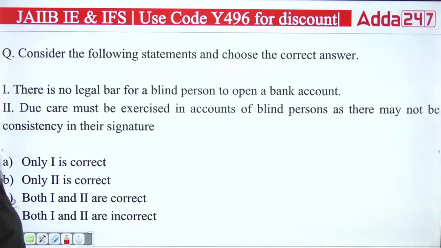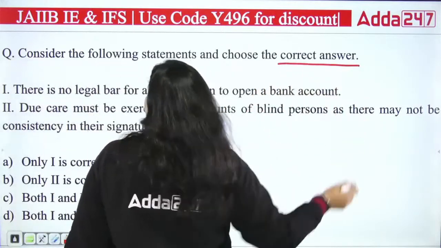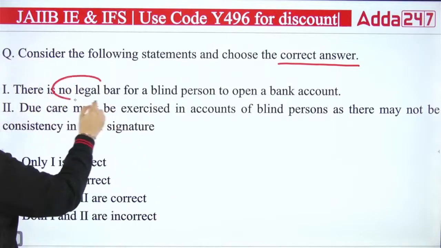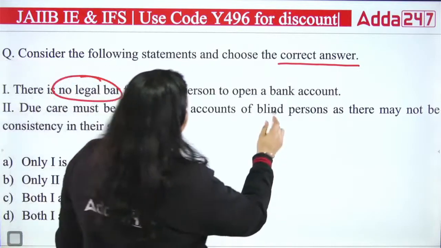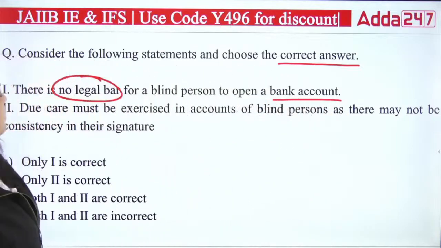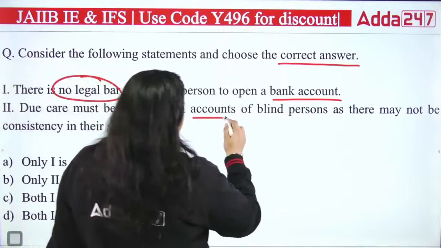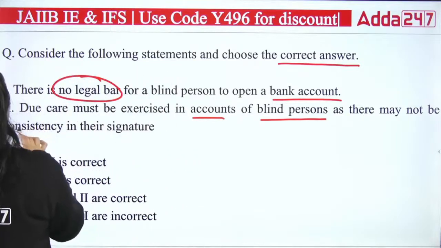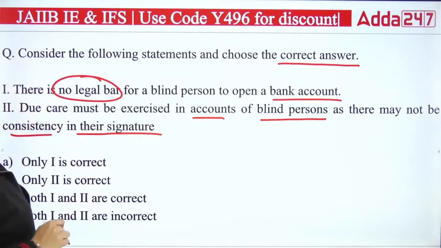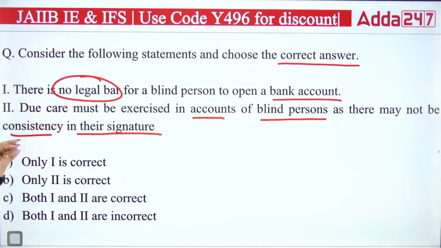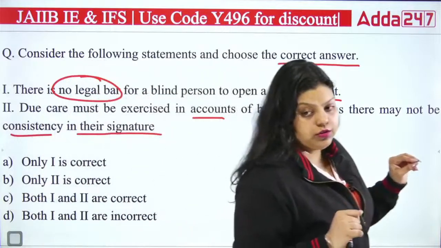Next. Consider the following statements and choose the correct answer. First, there is no legal bar for a blind person to open a bank account. Second, due care must be exercised in accounts of blind persons as there may not be consistency in their signature. So which of the following is the correct answer here? A, B, C or D? Which of the following is correct?